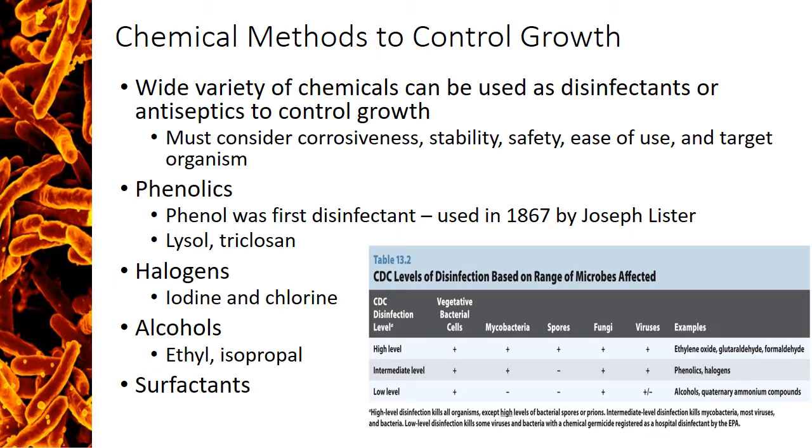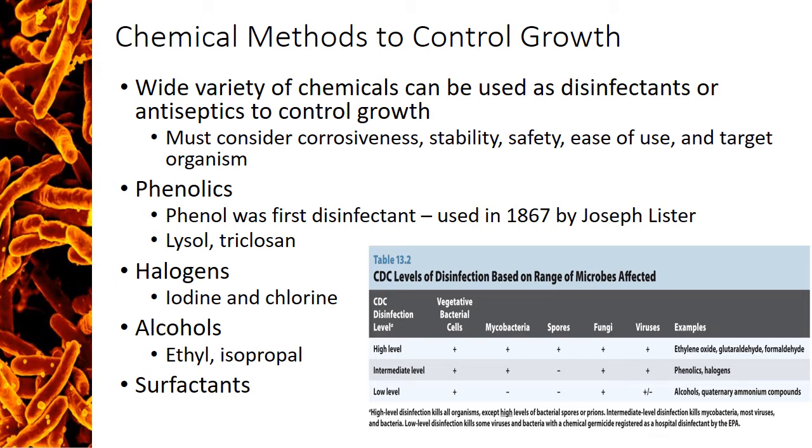There are a wide variety of chemicals that we can use, both as disinfectants for non-living surfaces and as antiseptics on living surfaces to kill microbes or control growth. However, if you're going to choose to use a chemical method, you have to consider things such as the corrosiveness of the chemical itself. This is the reason why bleach is a disinfectant. We might use it on a surface, but you typically don't want to dump bleach on your skin because it will actually damage your tissue also.